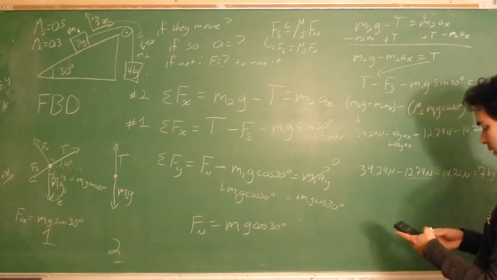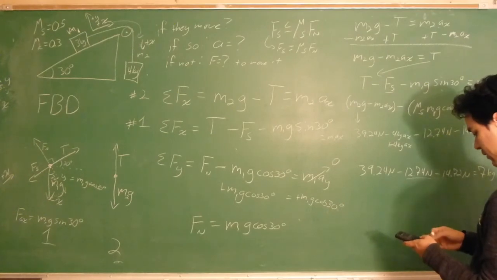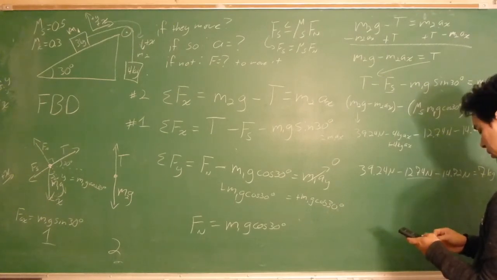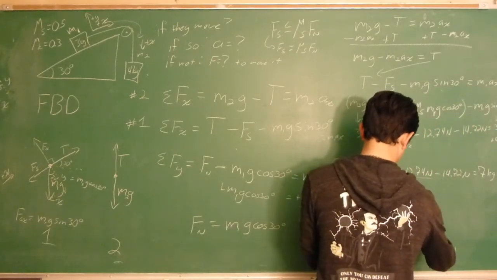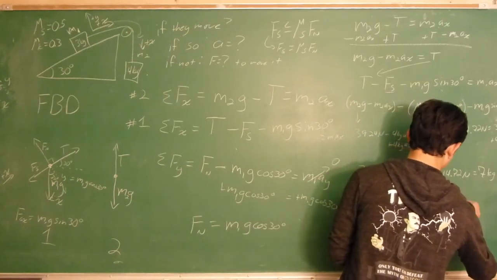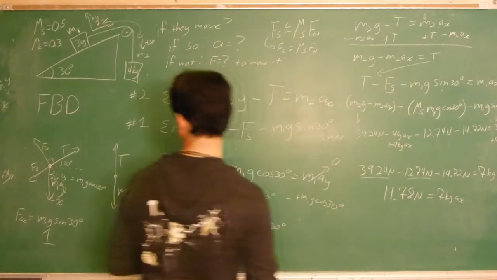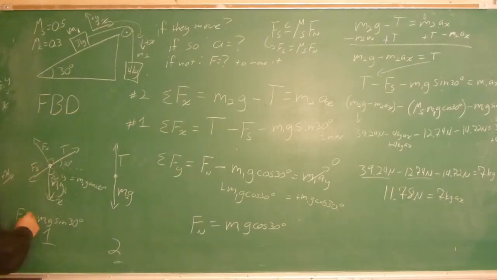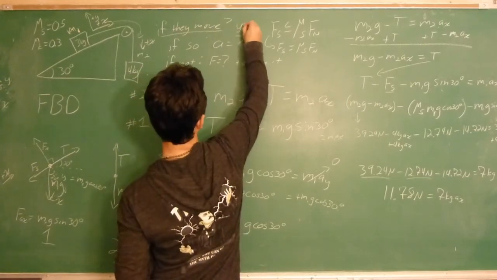Okay? Well, when I evaluate these, I take 39.24 minus 12.74 minus 14.72 equals, I end up with 11.78 newtons equals 7 kilograms times my acceleration in the x direction. Uh-oh. Our tension is stronger than our static friction and our gravity. So yes, this guy is actually going to begin sliding. So, if they move, we've answered yes, they move.